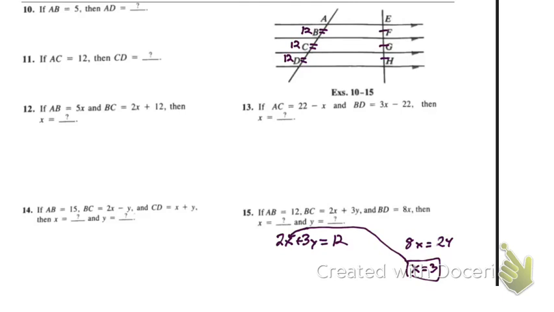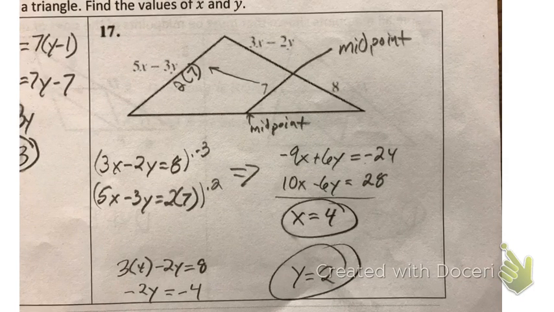All right. What about 17? 17 says a segment joins the midpoints of two sides of a triangle. Find the values of x and y. So it says that those two things are midpoints. So it said this is a midpoint, and that's a midpoint. So because these are midpoints, this is parallel. We have that one theorem that says it's parallel.